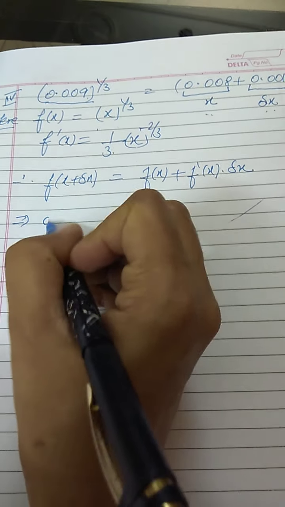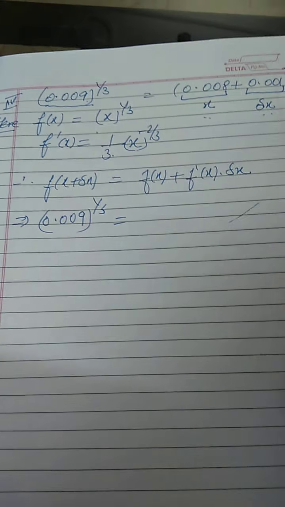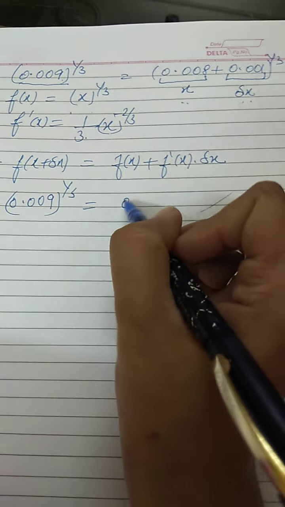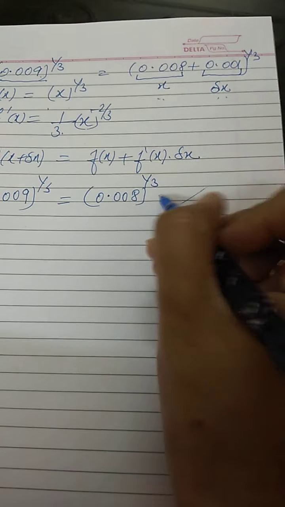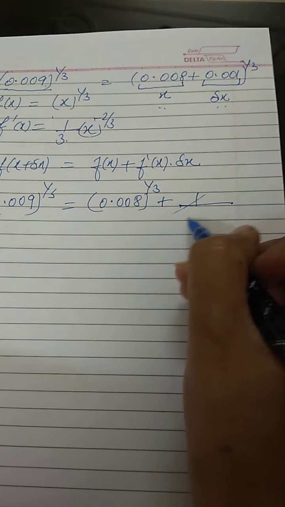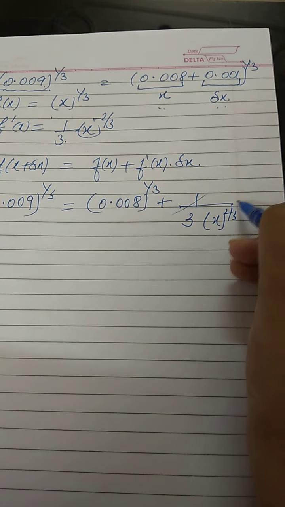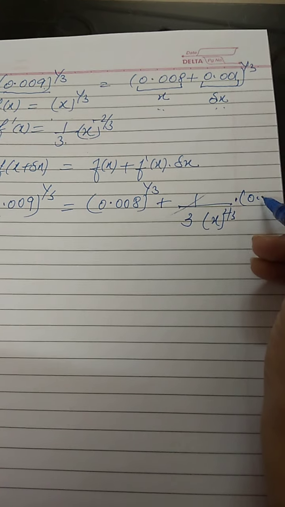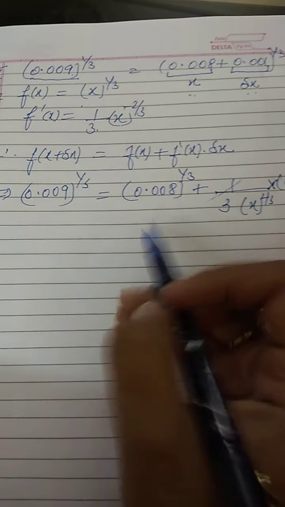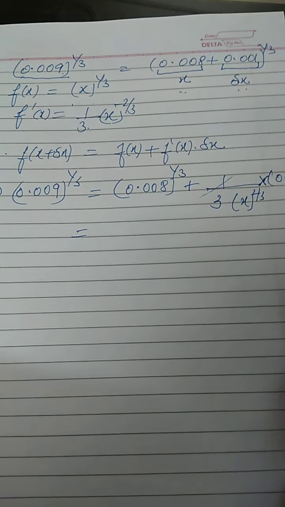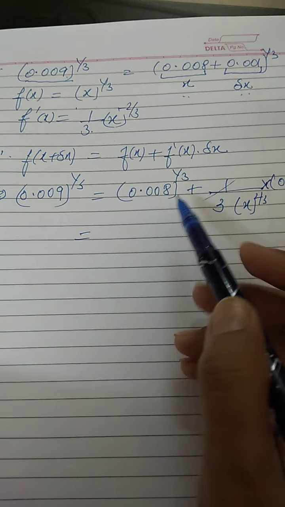So it implies 0.009 raised to power 1 by 3 is equal to, what is f of x? It is 0.008 raised to power 1 by 3 plus f dash x is also calculated, 1 by 3 into x raised to power minus 2 by 3 into del x. What is del x here? 0.001. Let us use multiplication sign. Okay, so this is actually cube root of 0.008. What will be that?